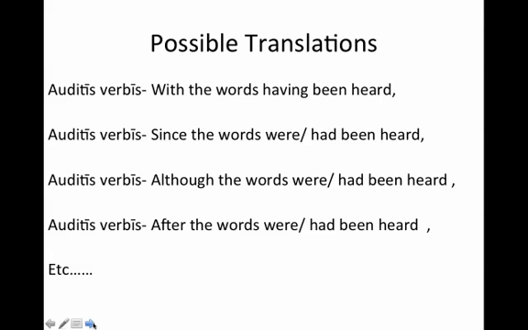Well, let's look. So the multiple ways of translating that are with the words having been heard, since the words had been heard, although the words had been heard, after the words had been heard. Now, with, again, is the most literal. Since is explaining cause. Although is circumstances. After is time. Any of these are fine, depending on the context of the sentence.